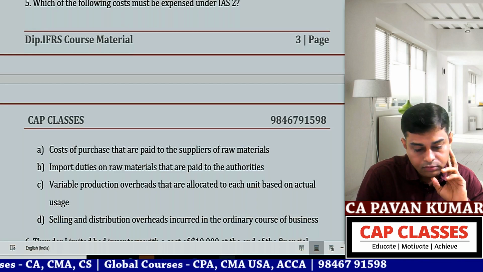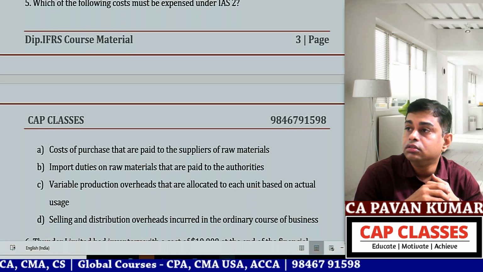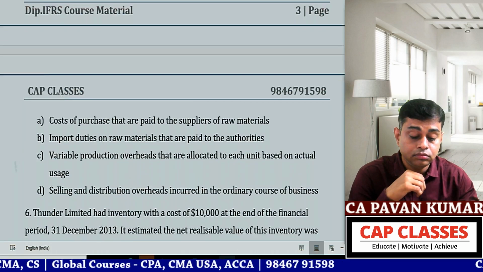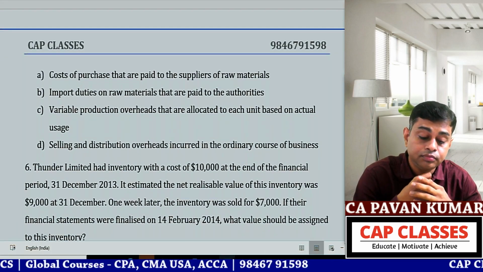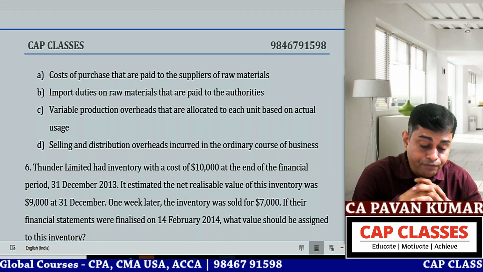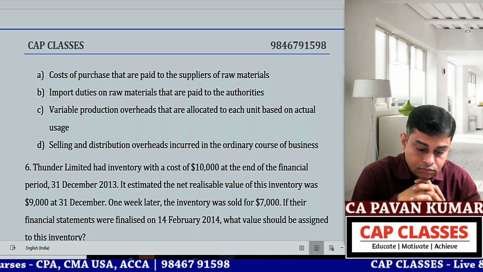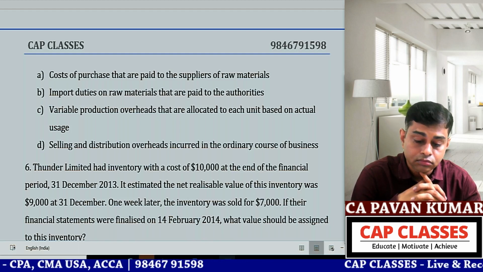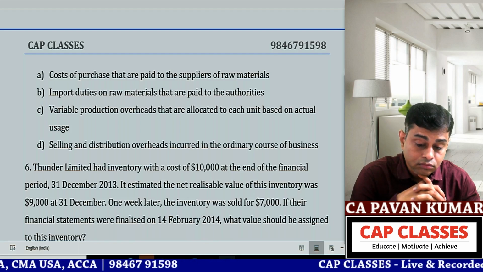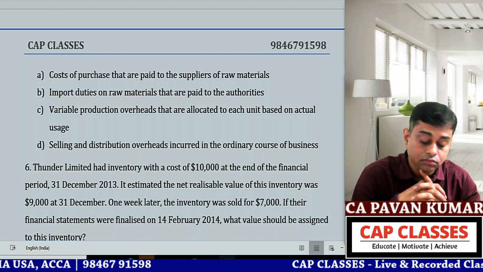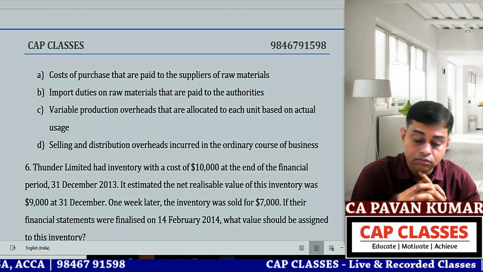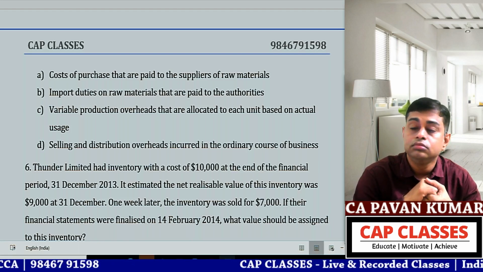Which of the following costs must be expensed under IAS 2? A, costs of purchase that are paid to the suppliers of raw material. B, import duties on raw materials that are paid to the authorities. C, variable production overheads that are allocated to each unit based on actual usage. D, selling and distribution overheads incurred in the ordinary course of business.